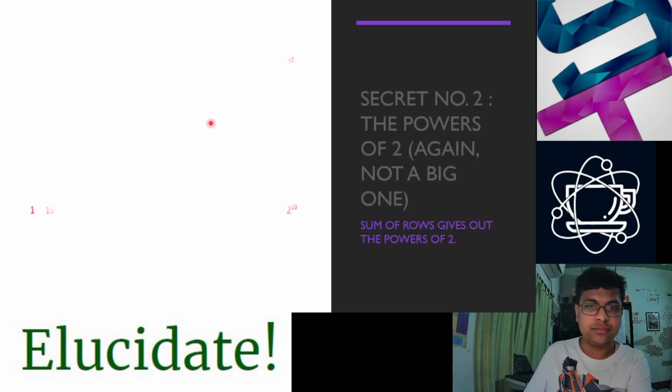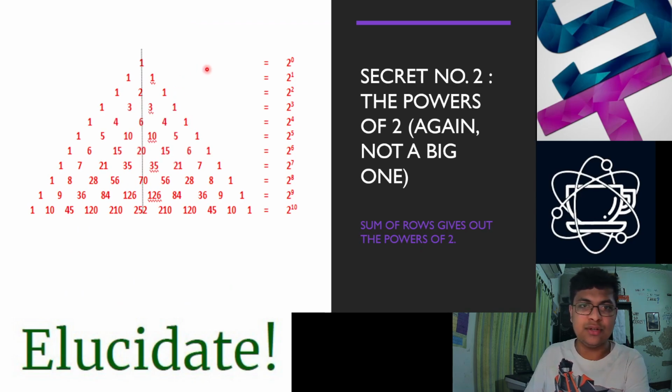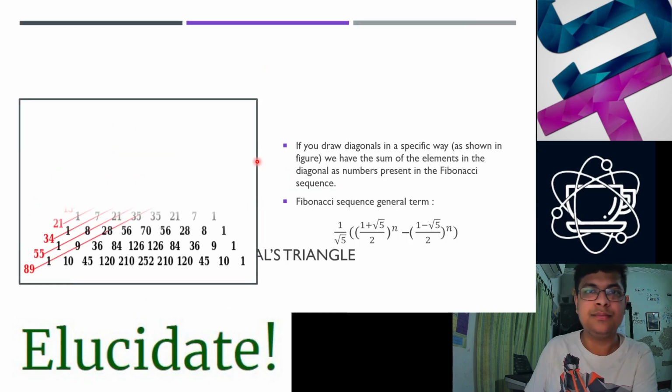The second secret is again not a big one, but if you sum the elements of a specific row of this triangle, you find that they are equal to a power of 2. Here it's 1, which is the 0th power of 2, and here's 2, then 4, then 8, then 16, and so on. It's good to know.